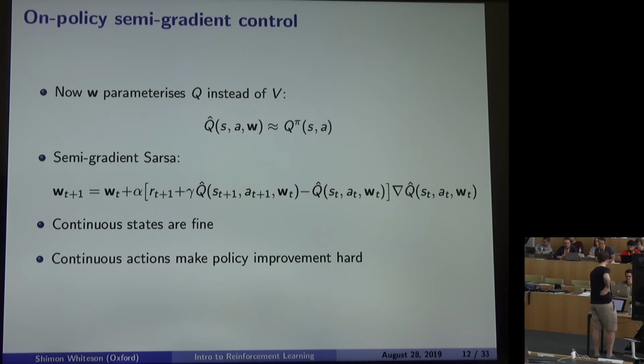And we can write down a semi-gradient version of the Sarsa algorithm. So here we have the Sarsa update rule, where we're comparing our estimate of the Q function to a target built by bootstrapping off of that same Q function. And then here we have the gradient of the Q function with respect to the parameters W. And again, this is a semi-gradient method because just like before, we're ignoring the dependence of the Q function on W in this term.